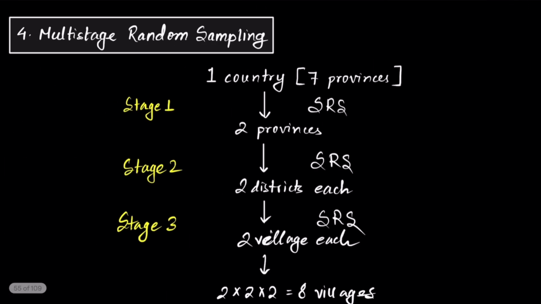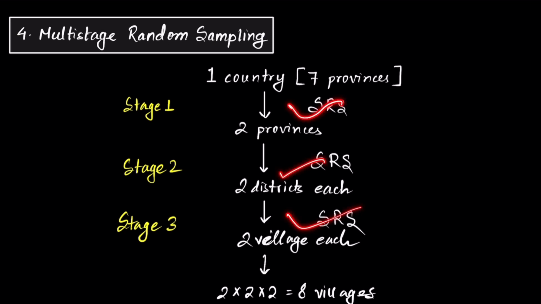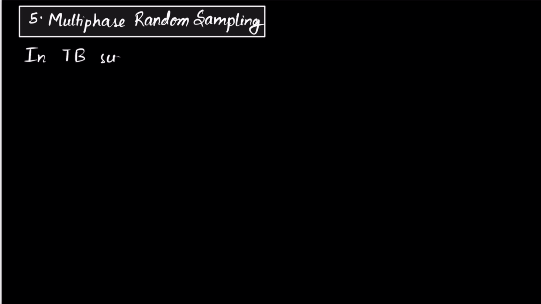In multi-stage random sampling, sampling is done in multiple stages and randomness is applied to each of these stages. In multi-phase random sampling, sampling is done at multiple phases. This is how. Let's say a hospital carries out a tuberculosis survey. The survey is carried out in a day. So the total patients that the hospital receives in a day become part of the survey.